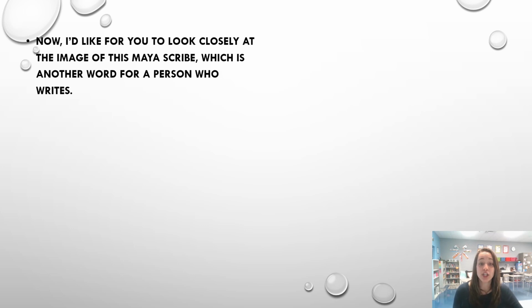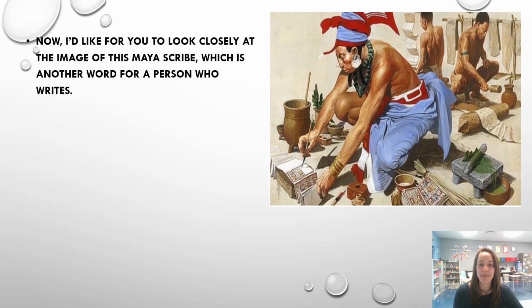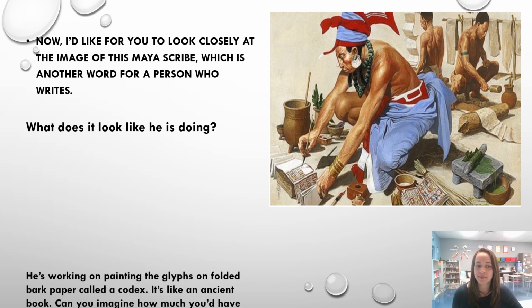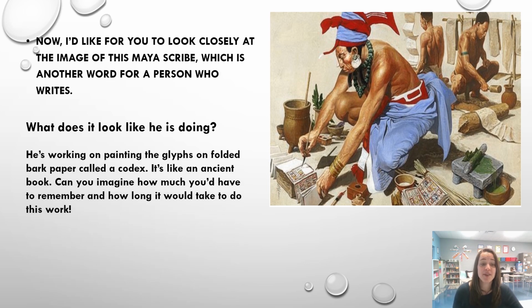Now I'd like for you to look closely at the image of this Maya scribe, which is another word for a person who writes. What does it look like he's doing? He's working on painting the glyphs on folded bark paper called codex. It's like an ancient book. Can you imagine how much you'd have to remember and how long it would take to do this work?